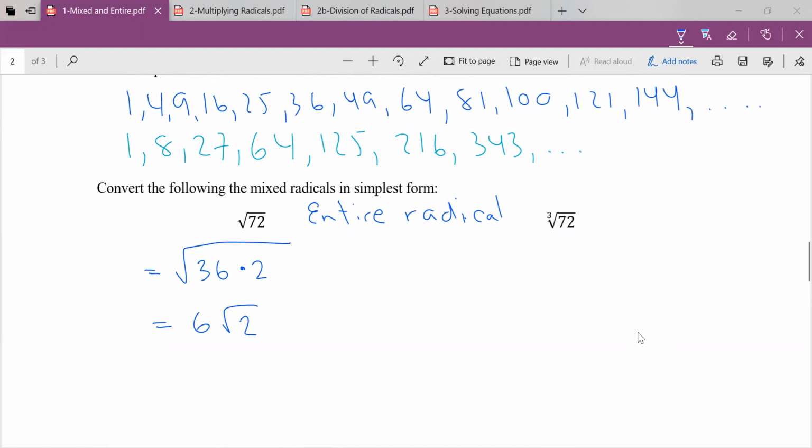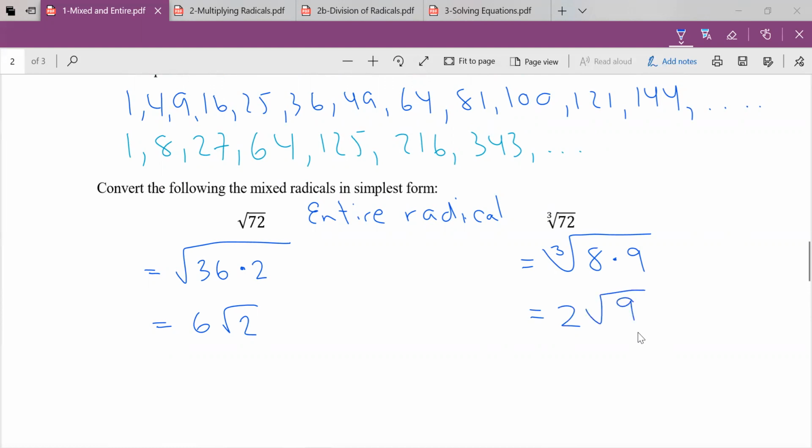What about the next one? It's a cube root. Well, now I'm going to look at my perfect cubes. So I say to myself, what's the largest perfect cube that's a factor of 72? That sounds like 8. 8 times 9. And the cube root of 8 is 2.